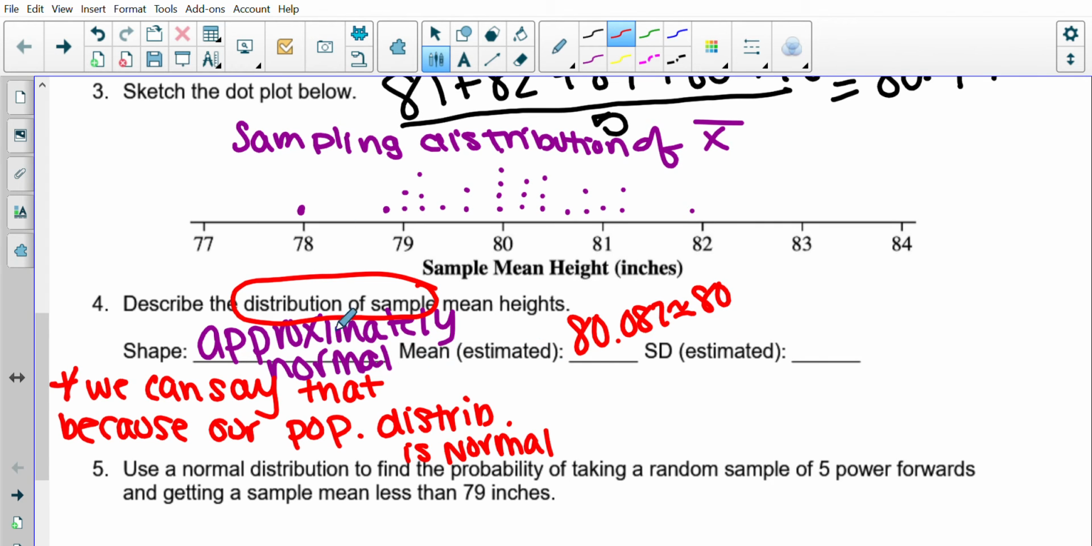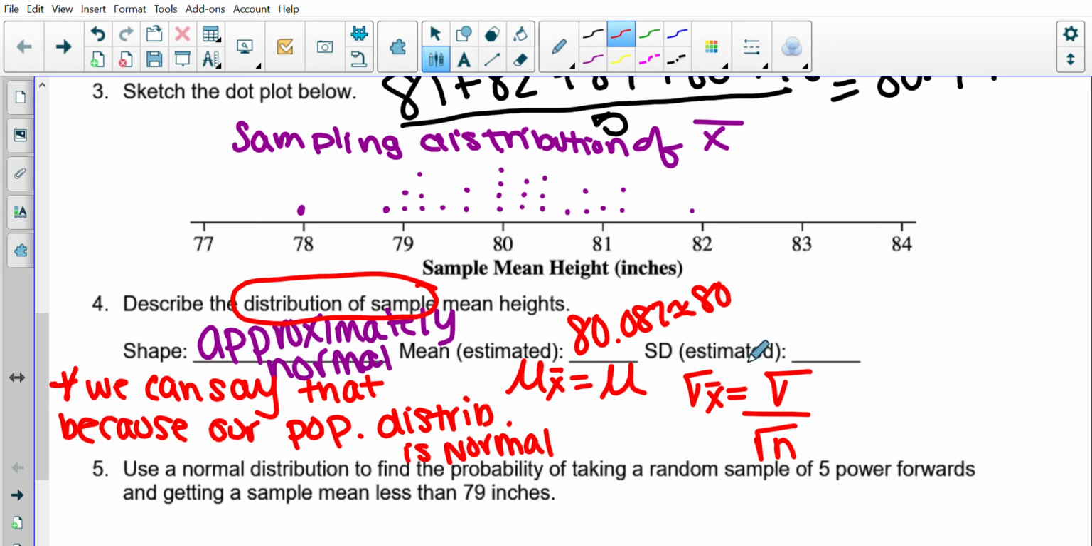But what we know about our sample mean is that if it's normal, it is going to equal our population mean. So if we know our population mean is 80.087, then our sample mean is going to be 80.087. And then our standard deviation is going to be the standard deviation of our population divided by the square root of our trials.